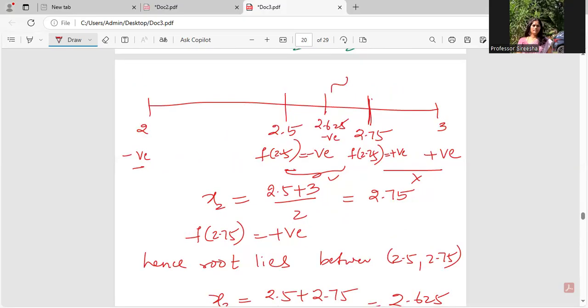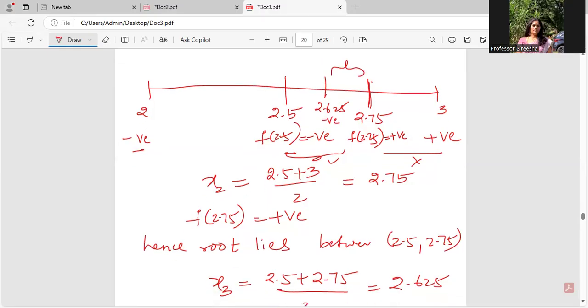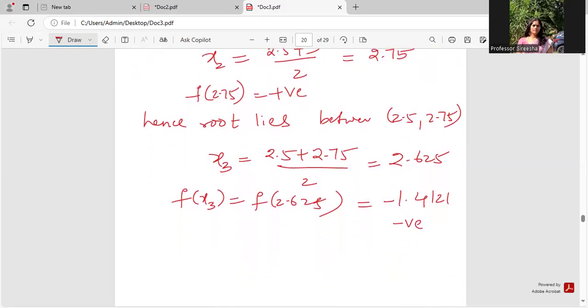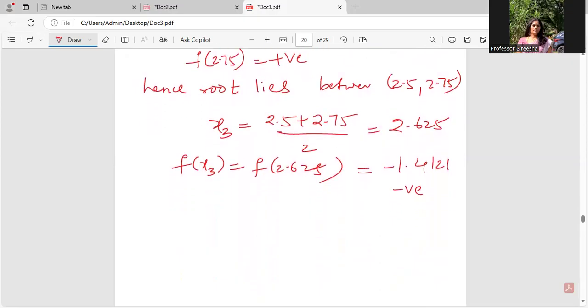So again, this would be my interval. What am I doing? I'm clipping off or bisecting every interval at every step using the intermediate value theorem and proceeding further. The third iteration is over. I've been asked to find till the fourth iteration. So hence you should write at every step, the pictorial representation is anyway there, hence the root lies between 2.625 and 2.75. I'll be bisecting that.